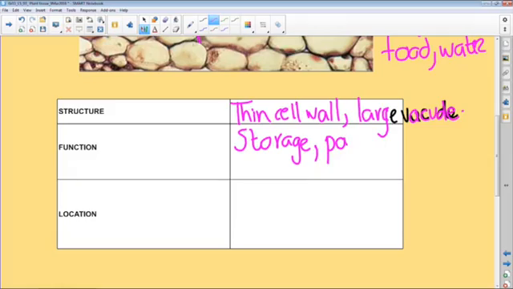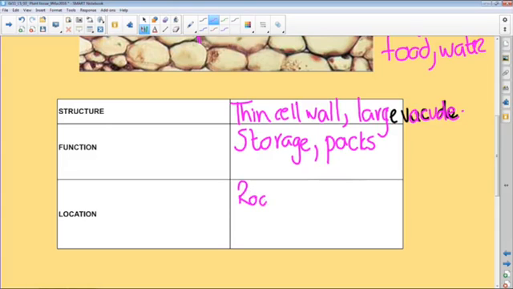It's the cell that we see the most of. If you've ever ordered something and you want to protect it, it's the bubble wrap that you wrap around it. Okay, so where would I find it? Where would my location be? It's going to be found everywhere in the plant. It's going to be found in the roots, in the stems, and in the leaves. It's the most common tissue that you are going to find in a plant.